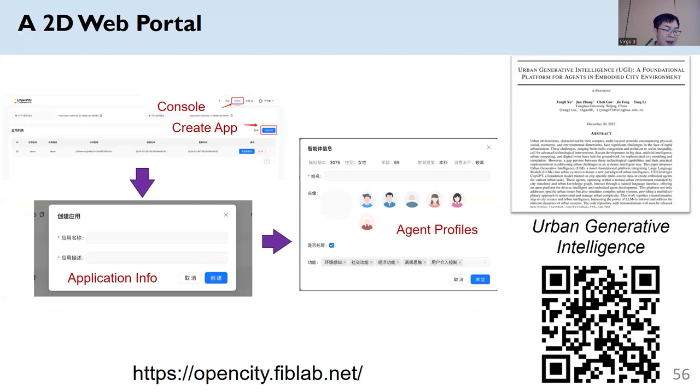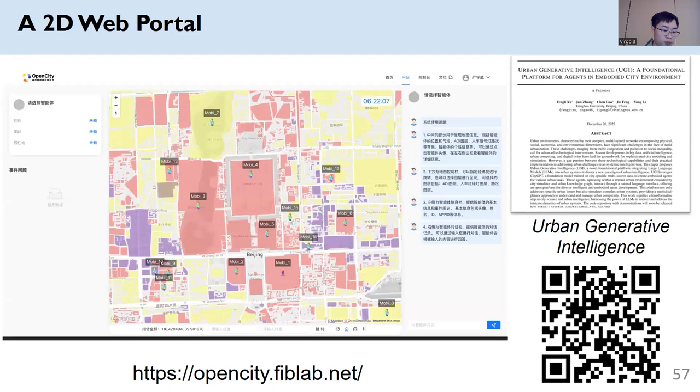You can create an application and deploy some default agents with certain profiles, then just run them in the web portal. Of course, you can also write some code or some prompts if you want, but you can do it codeless too. This is what it looks like. It's still under construction, mainly for the visualization.